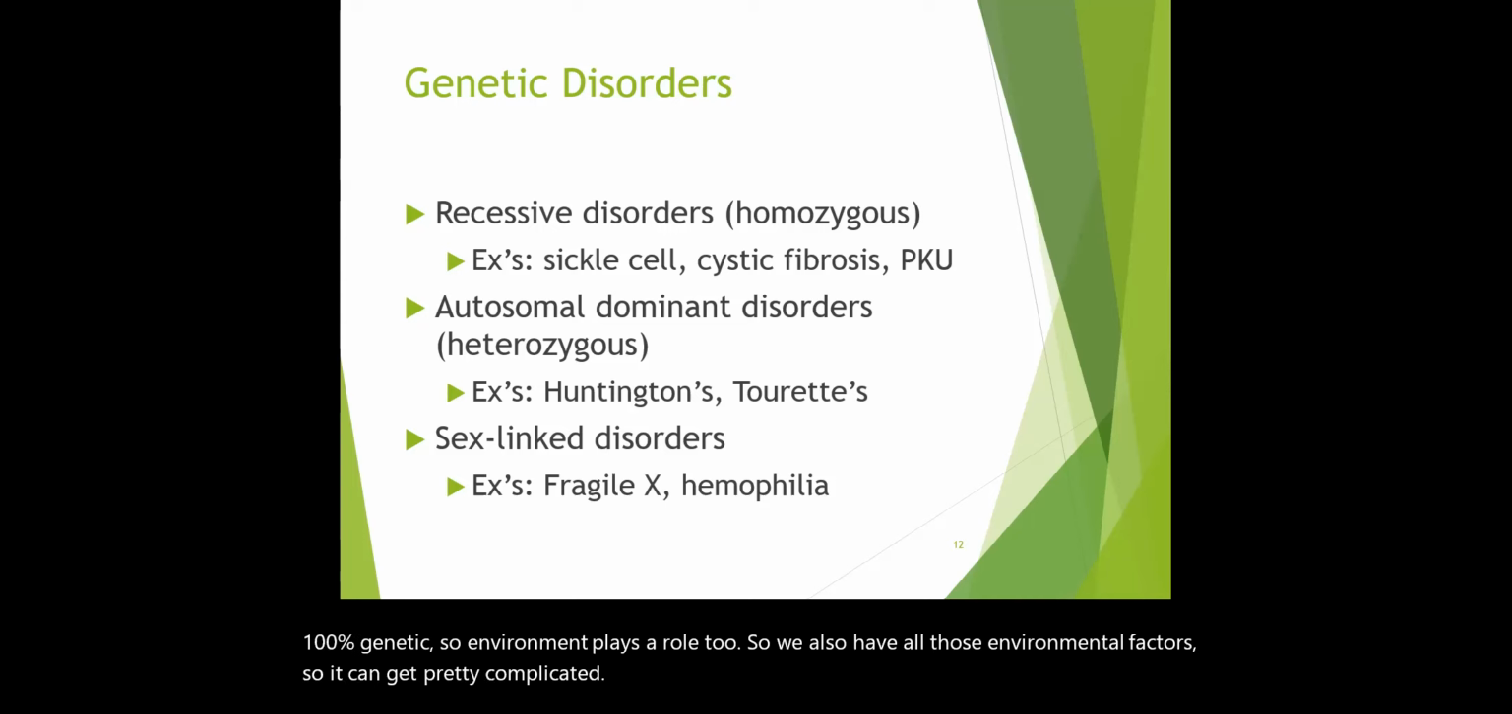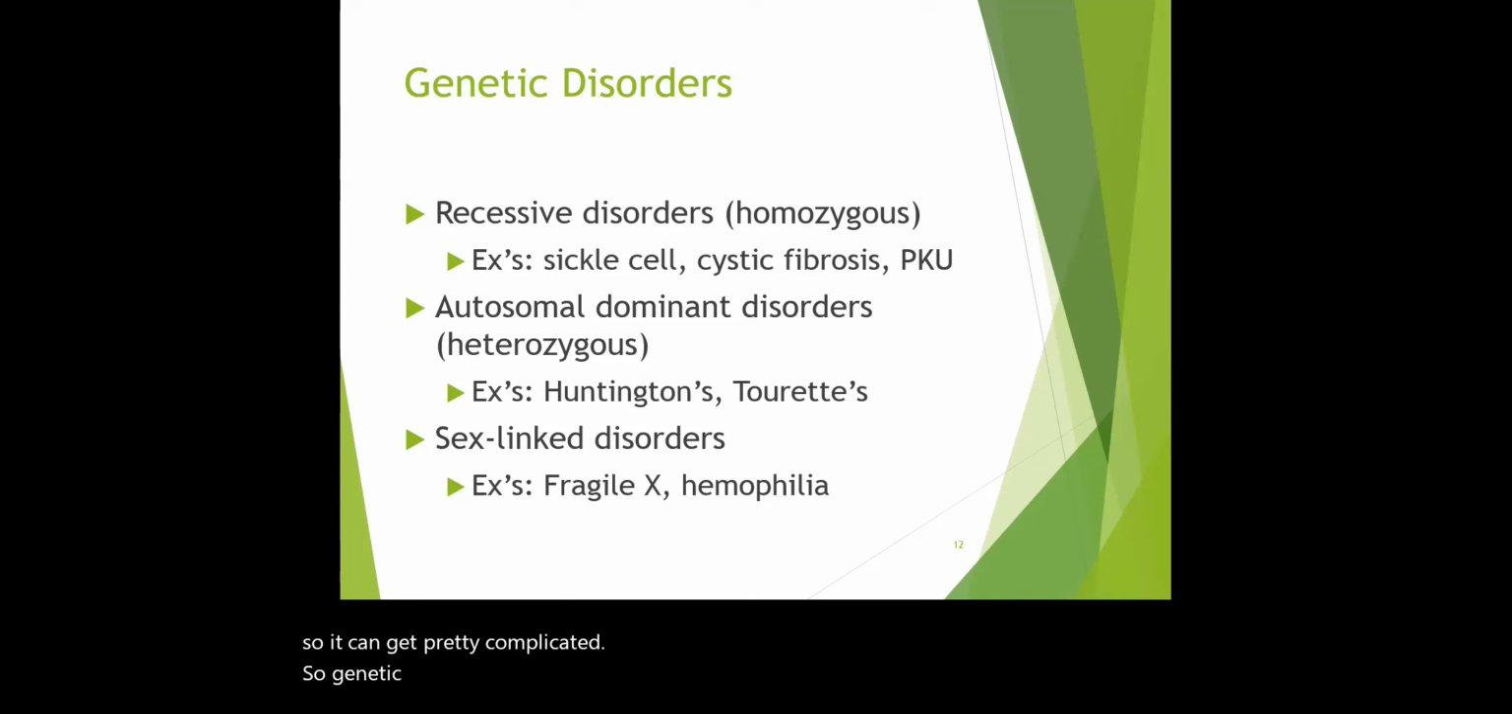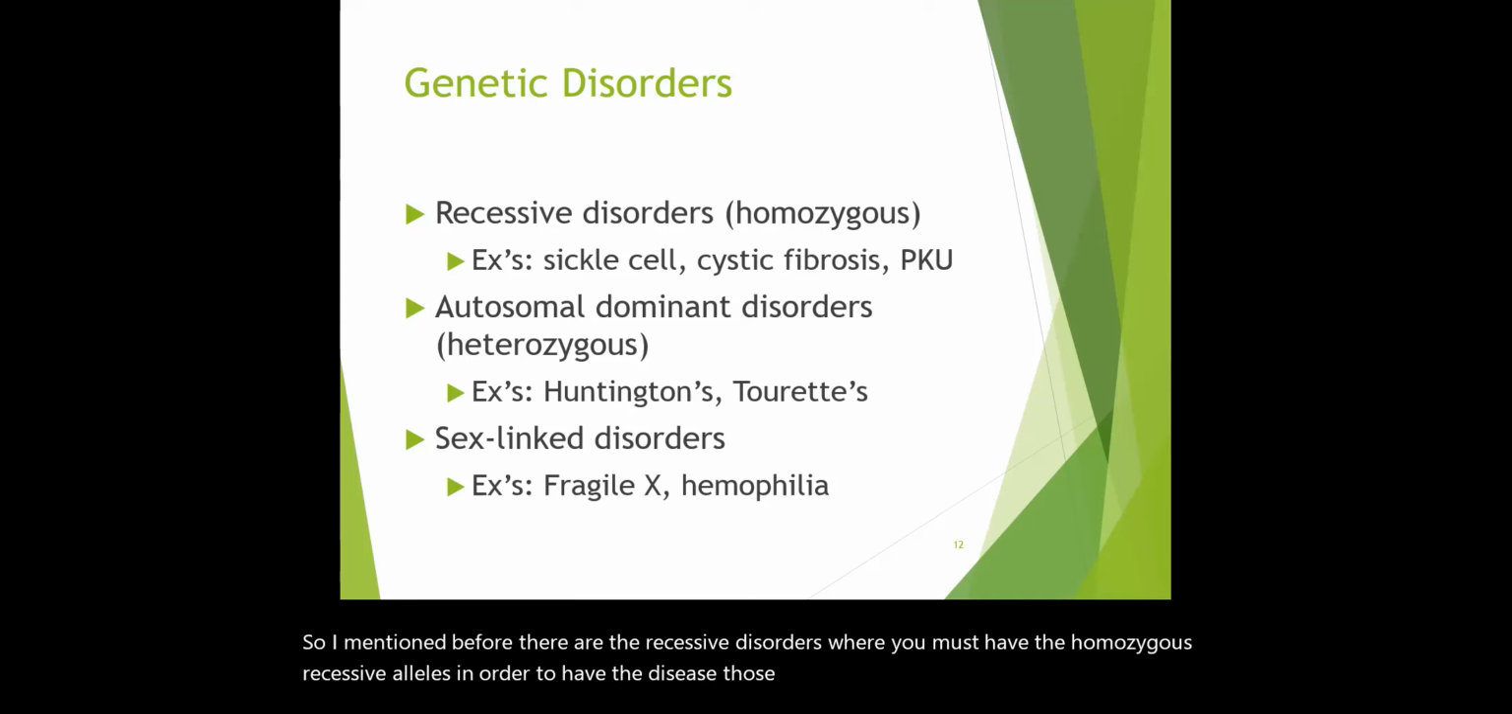So, genetic disorders. I mentioned before, there are the recessive disorders where you must have the homozygous recessive alleles in order to have the disease. Those are things like sickle cell anemia, cystic fibrosis, phenylketonuria, or PKU.